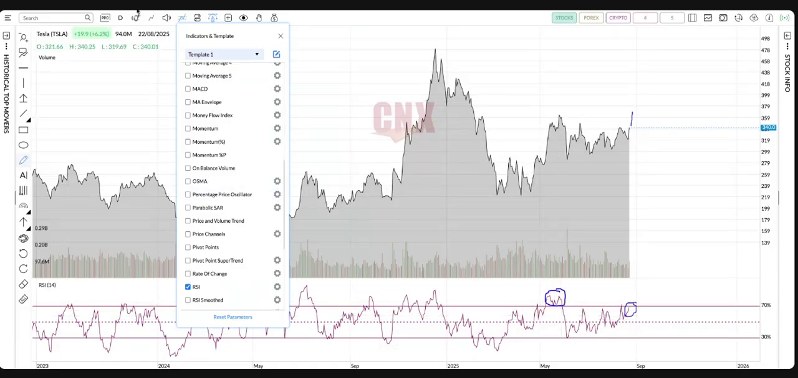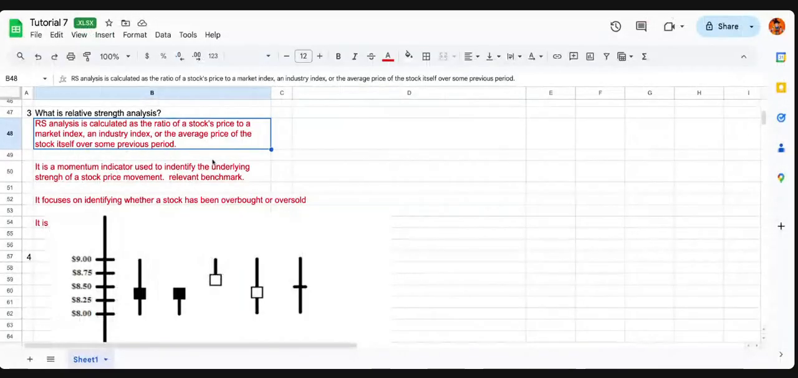So going back to our question, basically that's what it means here. RS is calculated as a ratio of stock price compared to the average price. We are not comparing to the market index or industry index, though some other indicators use that. The one that I showed you just now is compared to the average price of the stock itself over some previous period, which is 14 days.